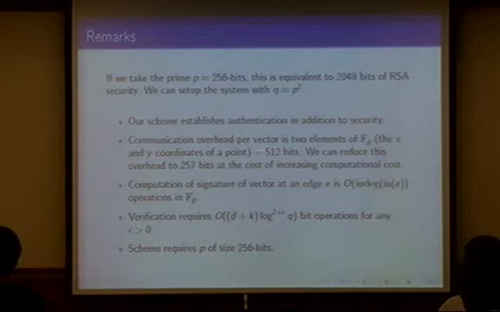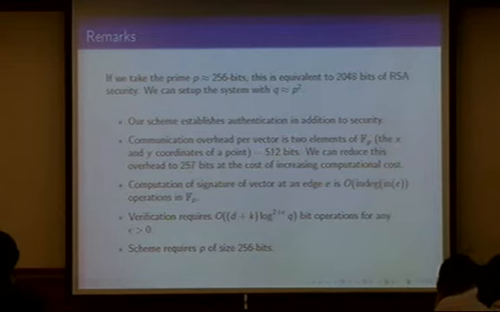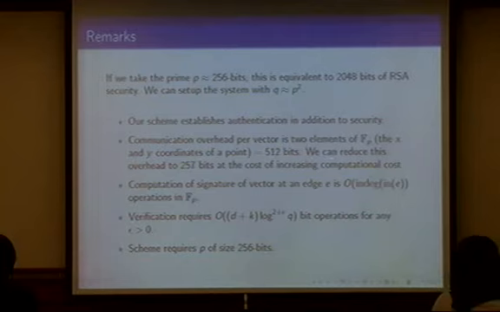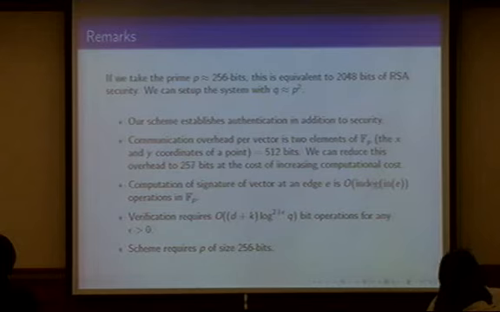The communication overhead per vector, I'm talking about the signatures here, is 2 elements of FP, the x and y coordinates of an elliptic curve point, which is 512 bits for a 256-bit field. Oh, I'm sorry, this should actually be FQ, I believe, so this would be twice as much. But one thing you can do is use some kind of point compression, so that you send only the x coordinate and at most a couple of extra bits of y to tell you which y coordinate you should use. So this is kind of optimal point compression, where you use only 1 bit of y.